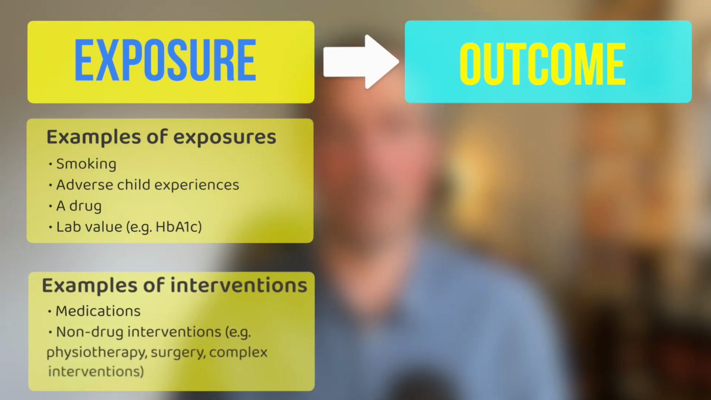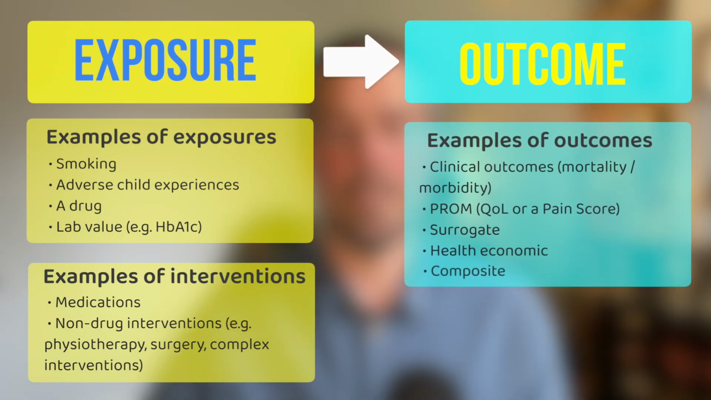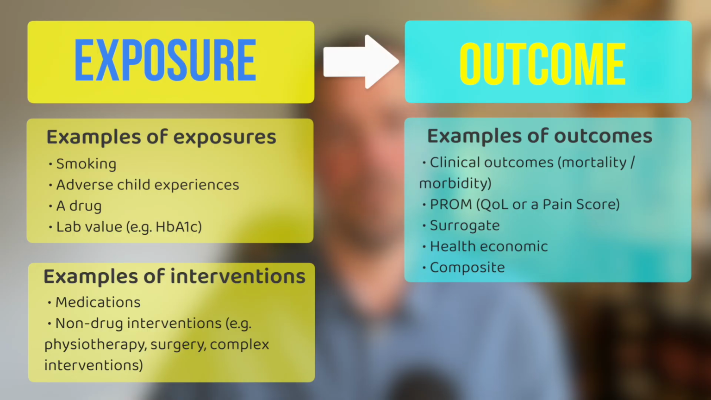Examples of interventions obviously are things like drugs, but there are many non-drug interventions such as physiotherapy, psychological therapies, and complex interventions with multiple subcomponents. Examples of outcomes would be things like clinical outcomes such as mortality or morbidity or the side effect of a drug. Patient-reported outcome measures or PROMs might measure things like quality of life or pain scores.